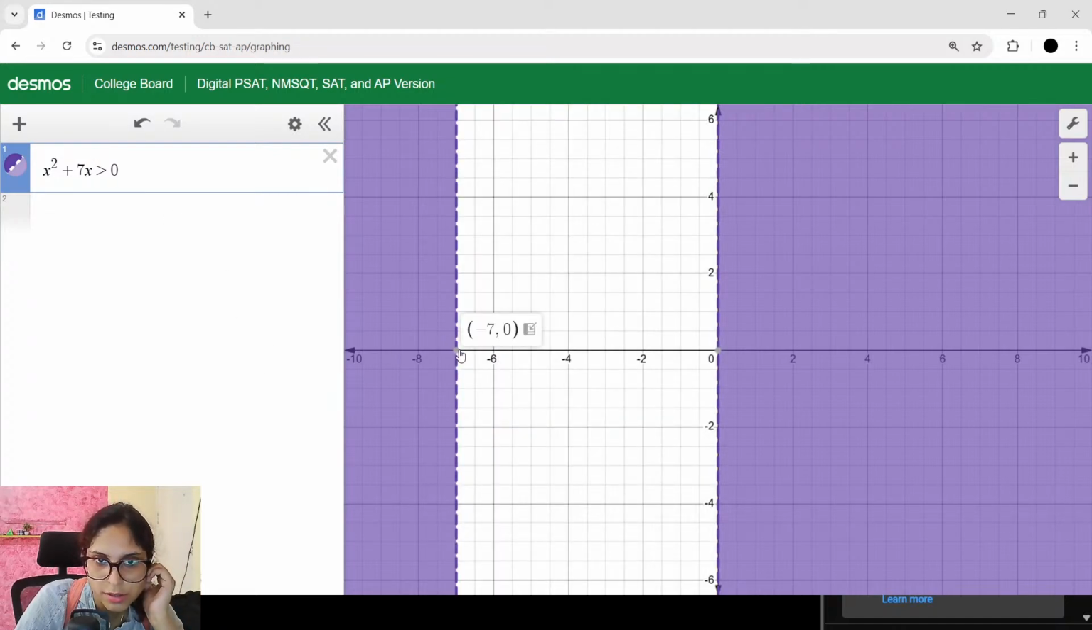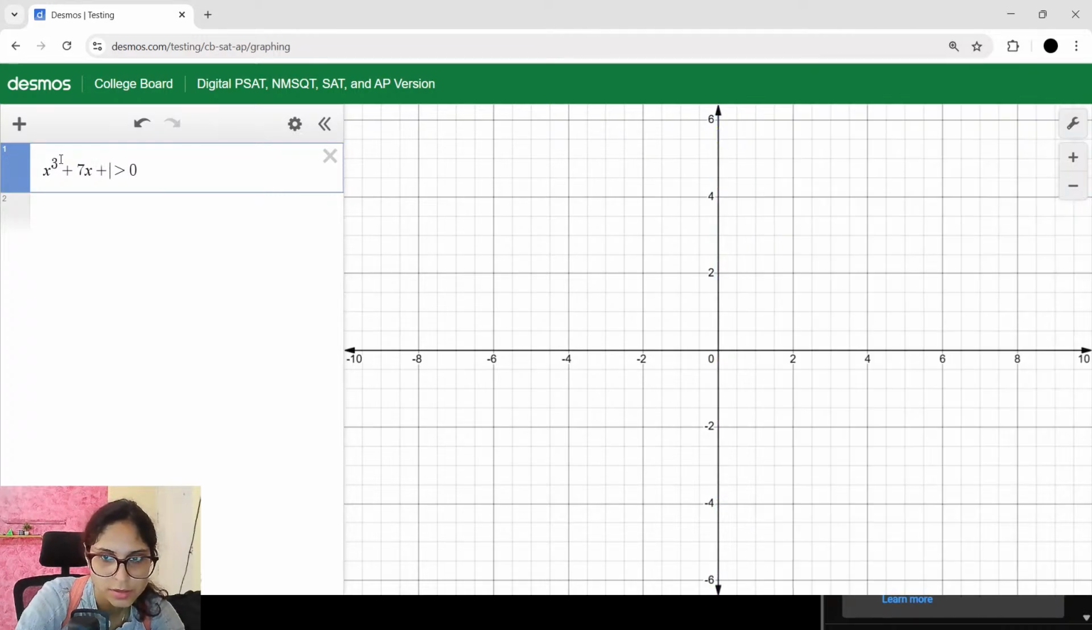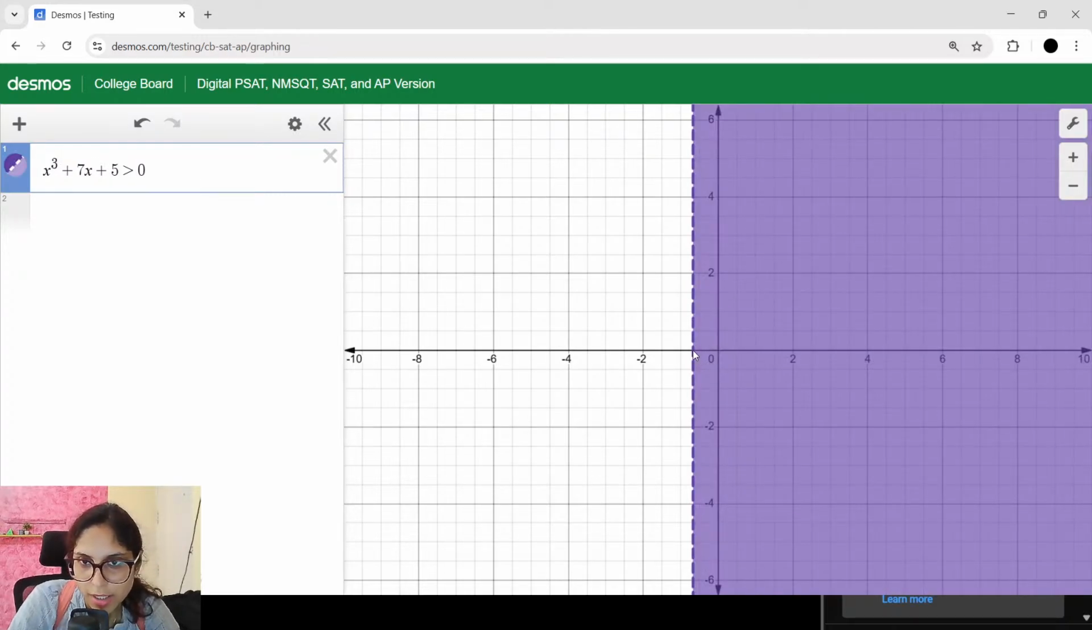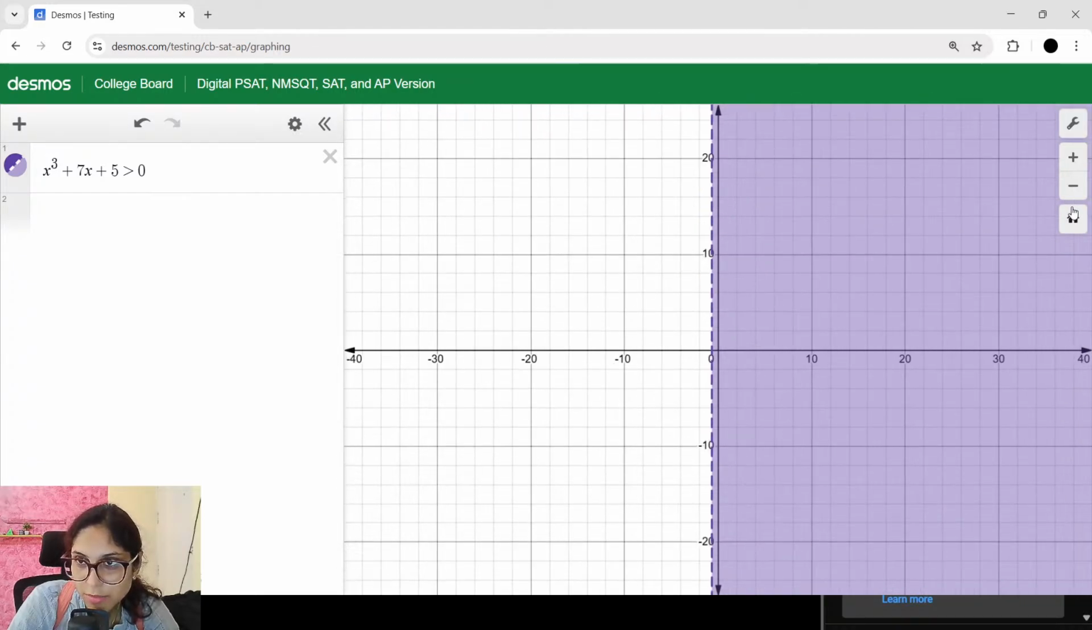So here you can see from -7 you're going to the left, from 0 you're going to the right. So you can also solve your inequalities like this. So now in cubic you cannot see the numbers.